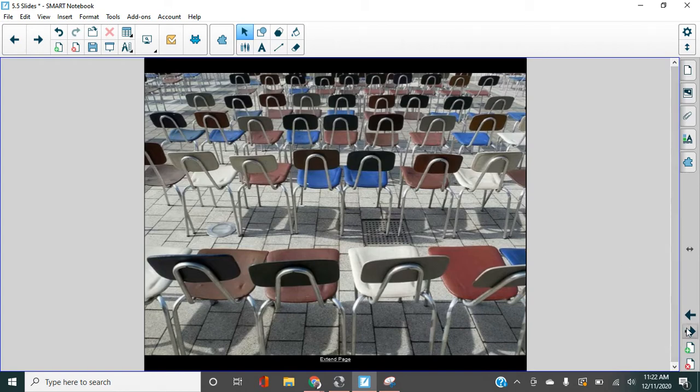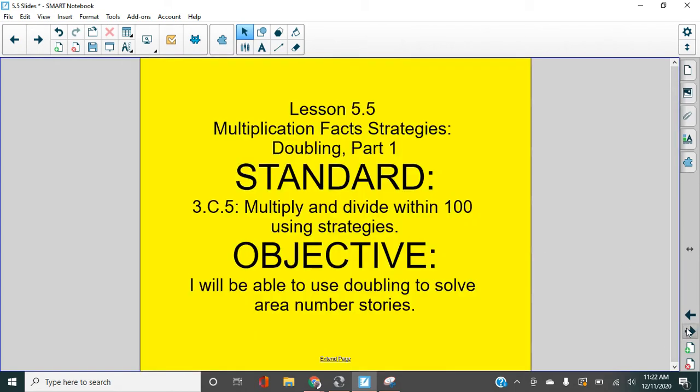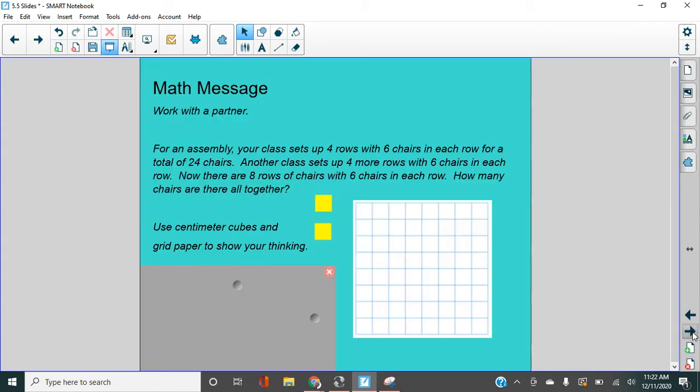We're going to talk a little bit at the beginning here about some of the math that would be needed for that. So, our objective here today is to use doubling to solve area number stories. And that goes with our multiplication standard.